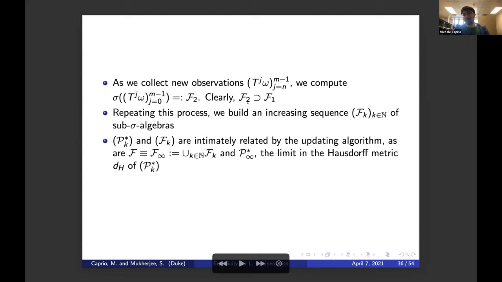So the sequence of Jeffrey's updates of our initial set and the increasing sequence of sub-sigma algebras are intimately related by this updating procedure that we described before, as are the limits of both. So the limit of this one is going to be the whole sigma algebra, as you may imagine, and the limit of this P star K is P star infinity in the Hausdorff metric.